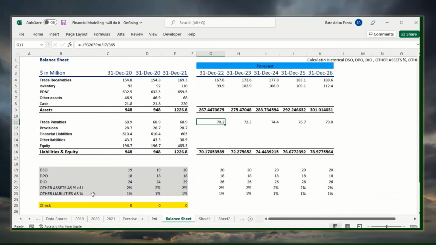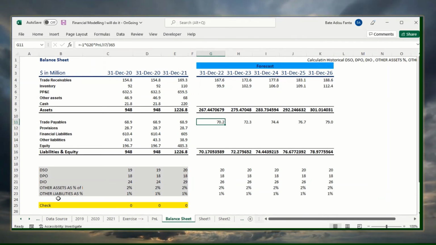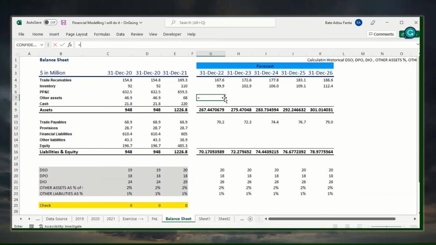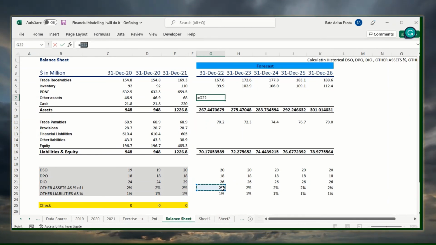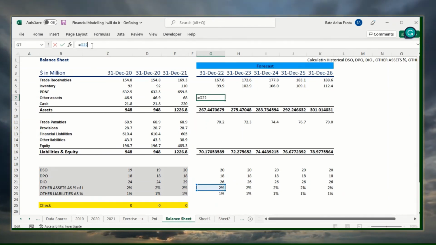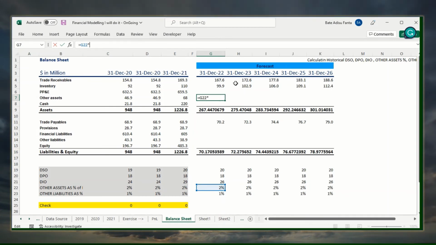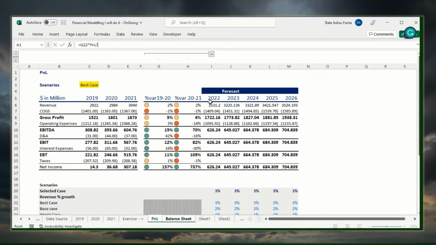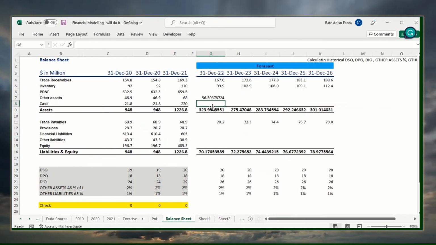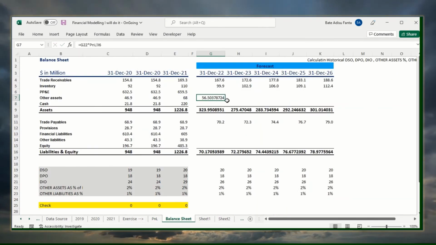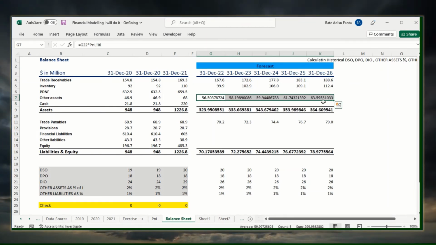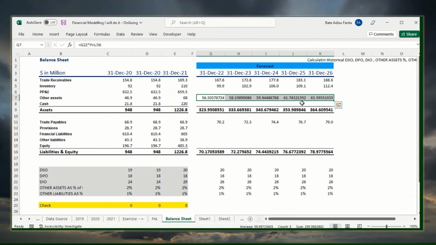And what comes next is other assets as percentage of revenue and other liabilities. It's very simple. Here we go. We simply multiply the projected percentage, which is 2% for other assets, by revenue, which will be the projected one in 2022. It is this one. So you can see from here how much the income statement and balance sheet are interconnected.